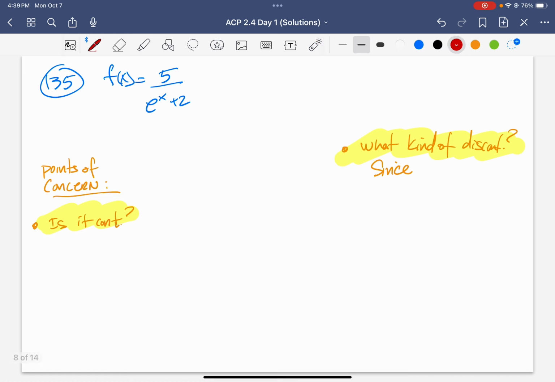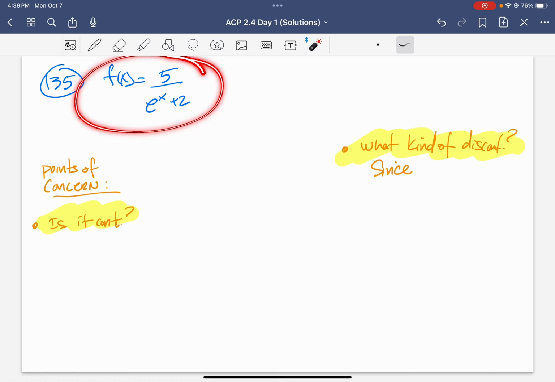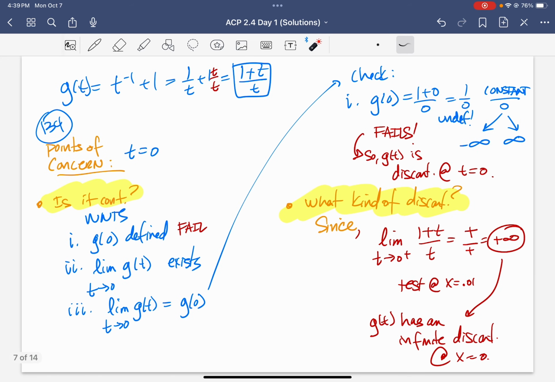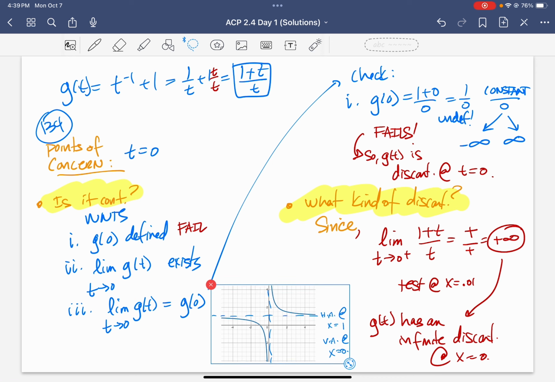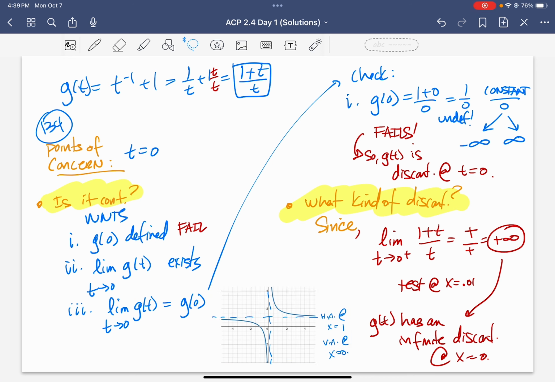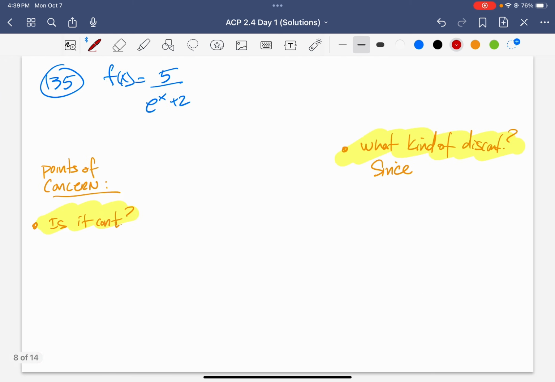All right, here we go. So now I look at this function, 5 over e to the x plus 2. Well, actually, let me go back here, just to make sure we've got this. This is what our function ended up looking like here. And notice we definitely have a vertical asymptote at t equals 0.